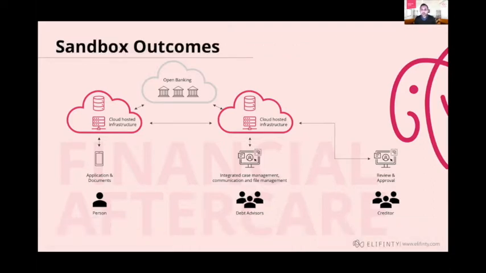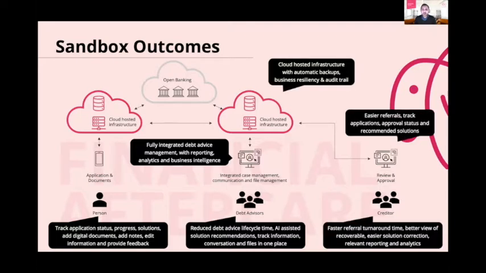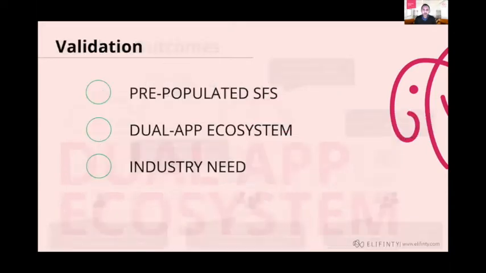The FCA and City of London have helped us clearly define and test our outcomes, tracking applications, reducing debt advice life cycle time, faster referrals, and turnaround. And we have, through this process, validated pre-populating the standard financial statement that can speed up the process. A dual app ecosystem is important for engagement, so we validated that that's an important aspect of the journey, and that there is a huge untapped need within the industry.